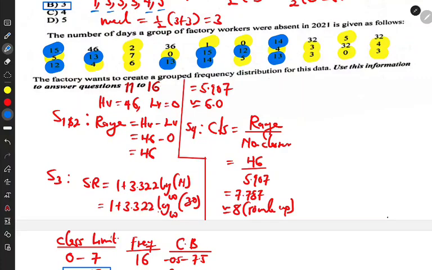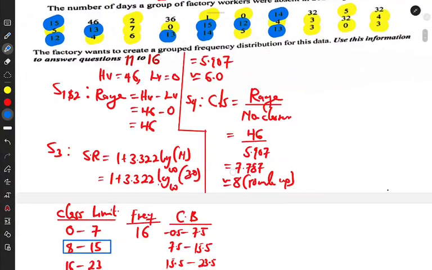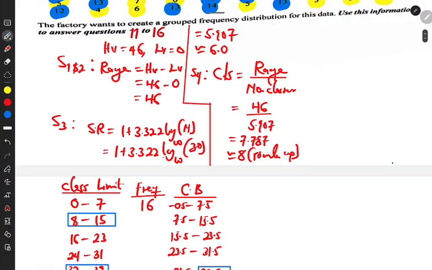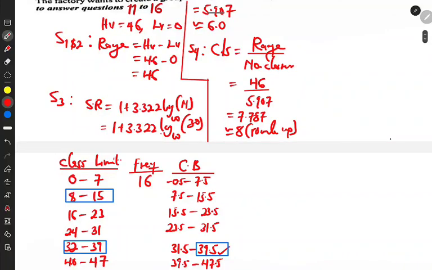So we count them on a column by column basis. We have 1, 2, 3, the blue ones, 4, 5, 6, 7, 8, 9. So it is 9, right? So we have 9 as our frequency for 8 to 15.